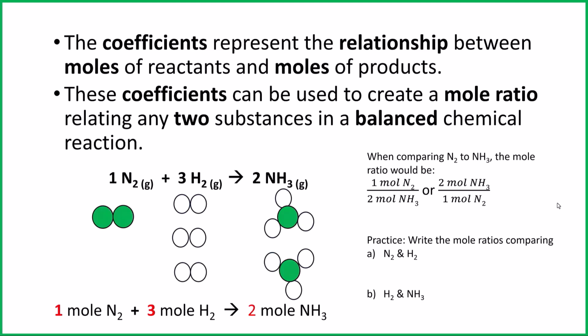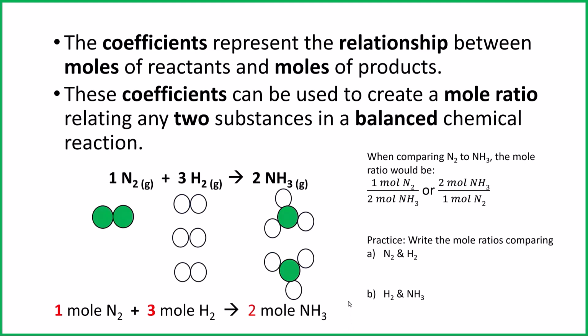So now it's your turn. Practice writing the mole ratios comparing nitrogen gas and then hydrogen gas and ammonia. And remember that there are 2 ratios for each of these relationships. So you should have 2 different ways of comparing N2 and H2. Pause the video, figure those out, and then you can come back and check.